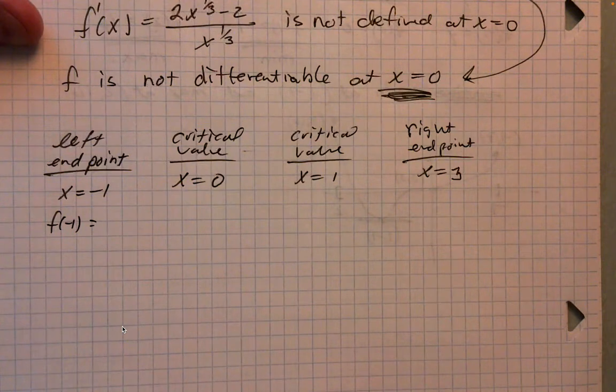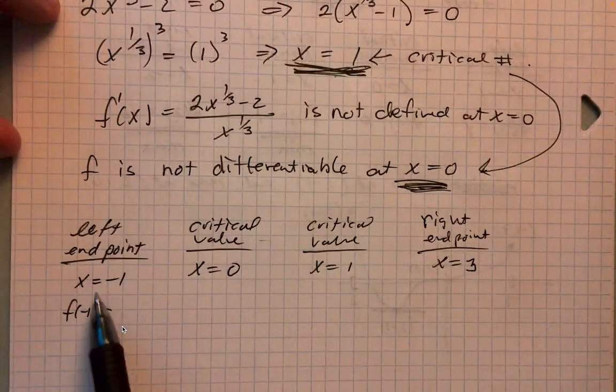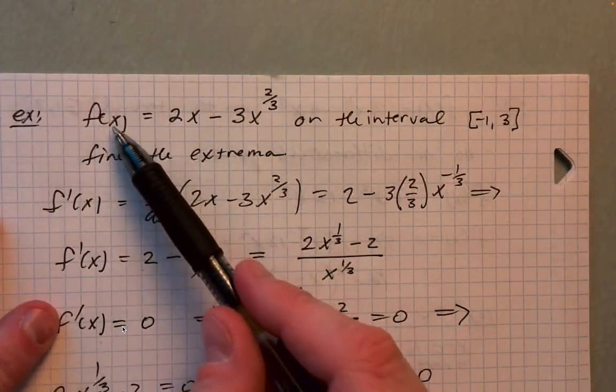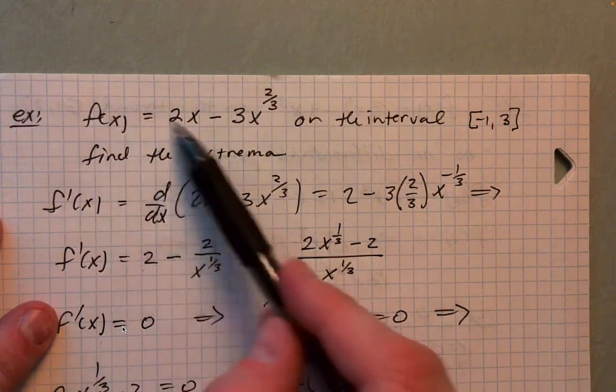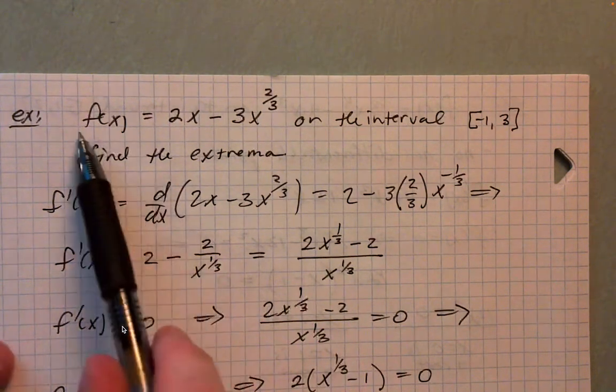So plug all of these into the original function. So very important to keep in mind what you're doing here, right? If I want to know if x equals -1 is a min or a max, I need to know what the value of f is at x equals -1. So I have to plug -1 into the original function. Now be careful here, because a lot of times people will try to plug -1 into the derivative, right? That would not be helpful. That's just going to tell you the slope of the function at -1. It's not going to tell you anything about the minimumness or the maximumness of the original function. So you need to plug it into the original function.